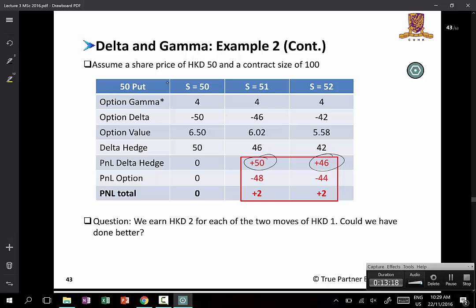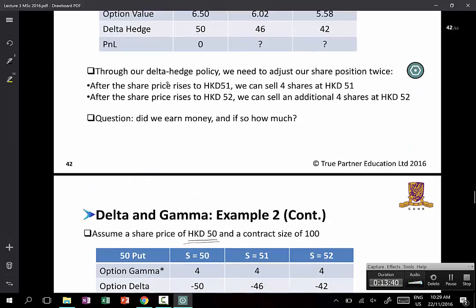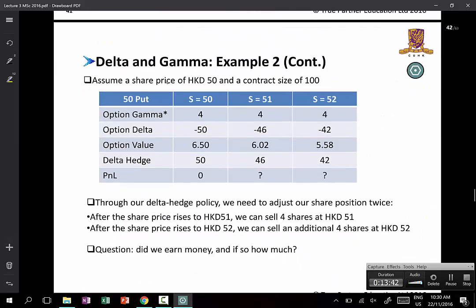Now we are talking about a stock which started at a share price of 50. Now at that point in time, the delta is 50. So if you long a call and short a put, is this long a call? Or it doesn't matter.